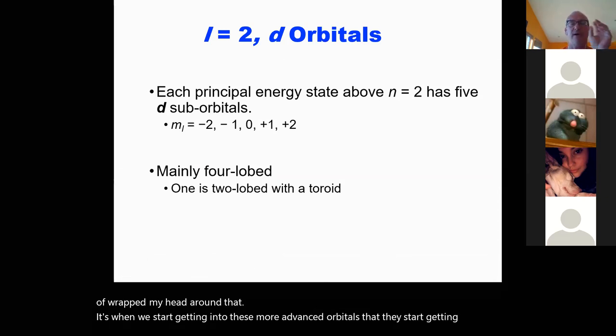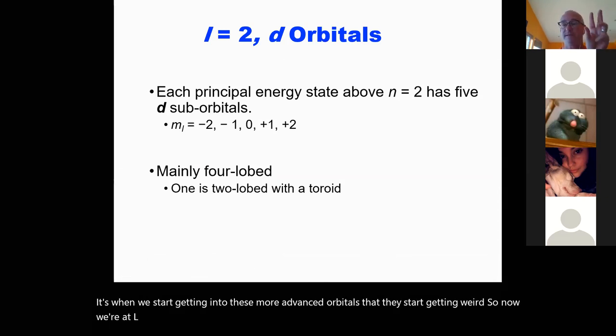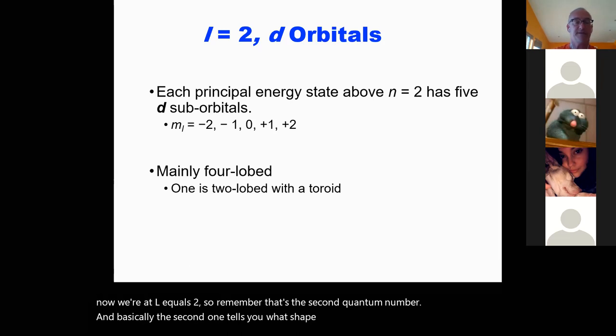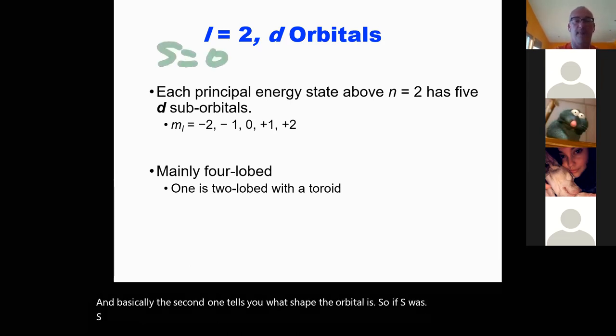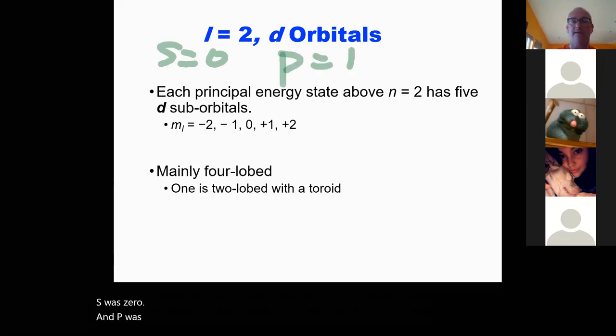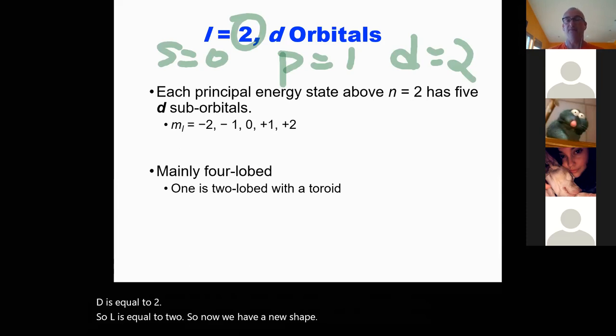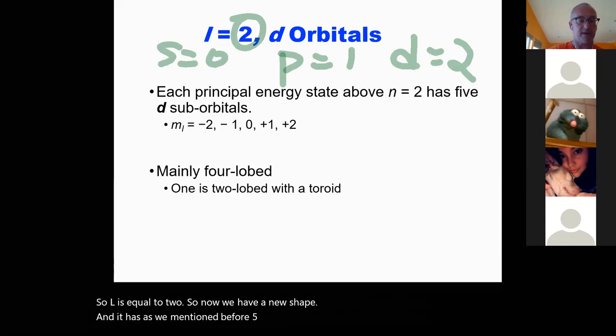So now we're at L equals 2. Remember, it's the second quantum number. And basically the second one tells you what shape the orbital is. So if S was 0 and P was 1, now D is equal to 2. So now L is equal to 2. So now we have a new shape. And it has, as we mentioned before, 5 places to put electrons.